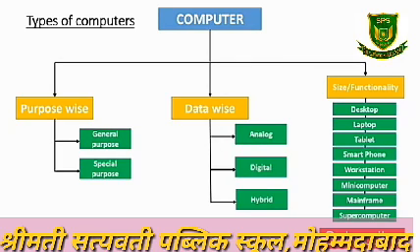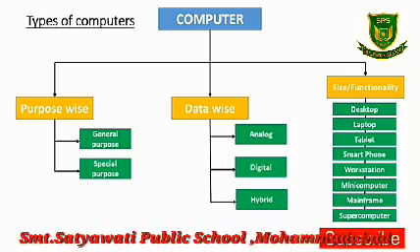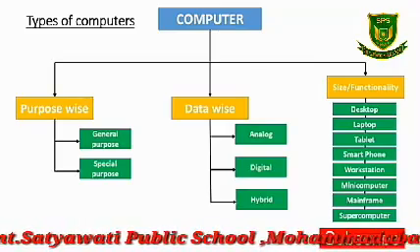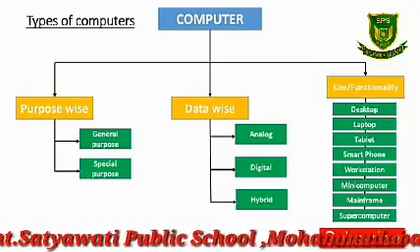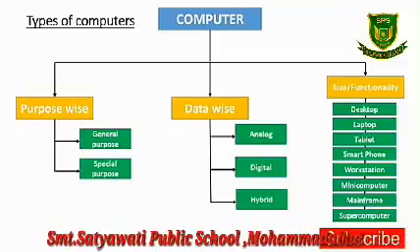We're going to understand the types of computers and categorize them purpose wise, data wise, and size wise. As you can see over here, we'll cover purpose wise, then data wise, and then the size and the functionality of the computer. So these are the subcategories, you can say.